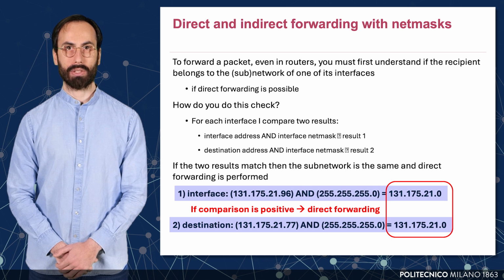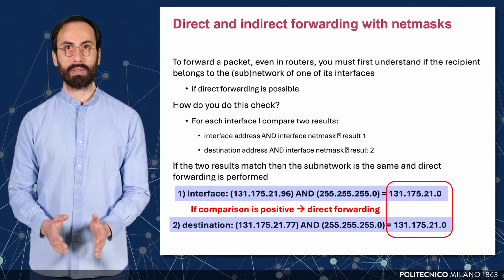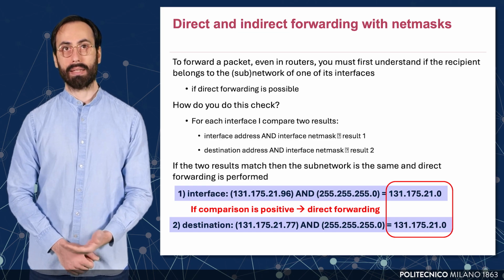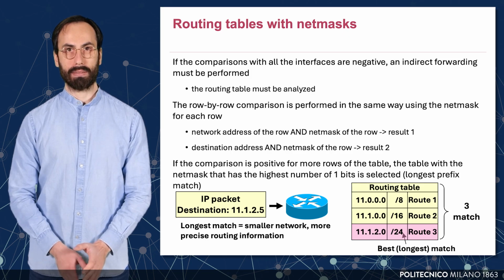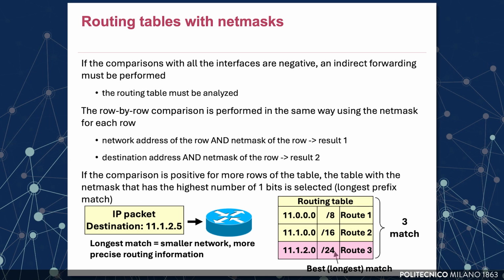Because the results match, the host knows the destination is in the same subnet, so it uses direct forwarding without going through a router. This simple check is how IP decides whether to send a packet locally or via a gateway. When direct forwarding isn't possible, meaning the destination is not in the same subnet, the router checks its routing table to decide where to forward the packet. It goes through each entry in the table, applying a bitwise AND between the destination IP and the net mask for that row, just like we saw before.